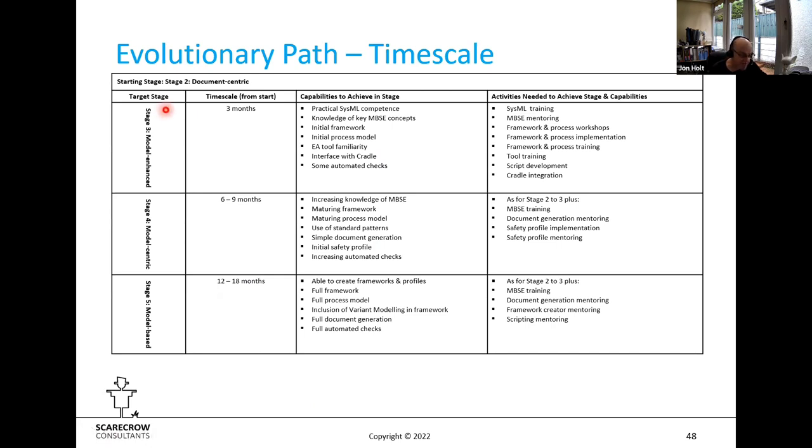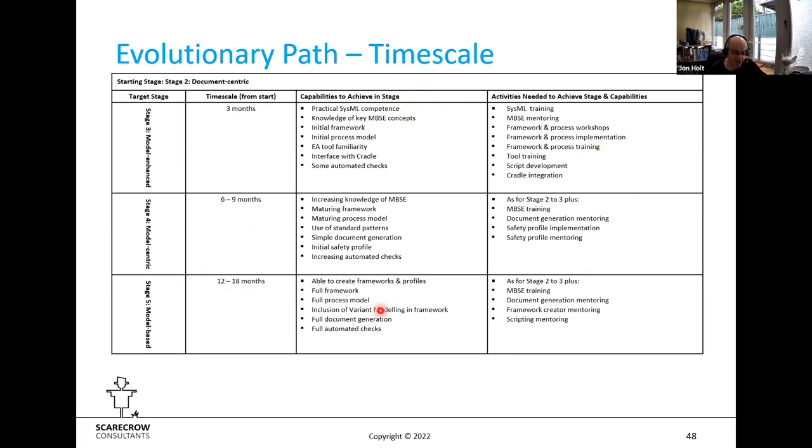So we can identify stages. These are the different stages that we want to be at. We can identify timescales. We can identify which capabilities we need to have in place at the different stages. So here we can see at stage three, which is model enhanced, that's coming directly from our evolution. These are the capabilities we want to have in place, coming from our MBSE in a slide. And then we can identify these are the work activities that we need to put into place in order to achieve that. And we can start to estimate time scales as well based on that. So for this particular organization, we think it's feasible to achieve stage five in between 12 and 18 months.